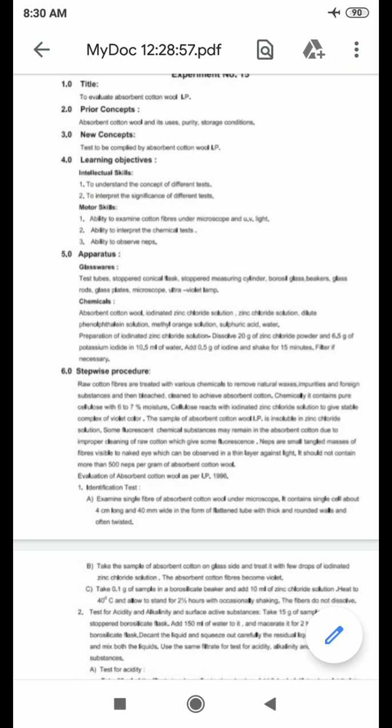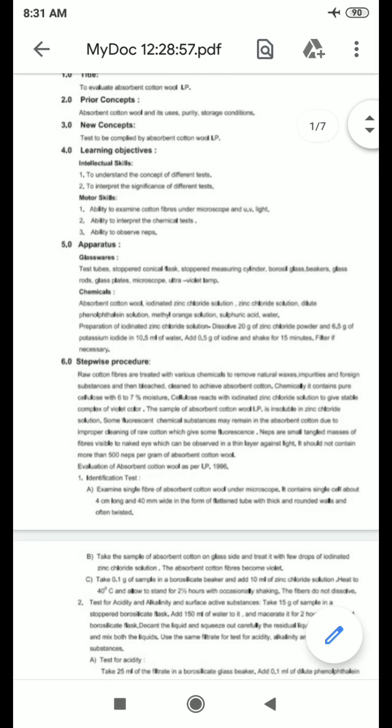Dissolve 20 gram of zinc chloride powder and 6.5 gram of potassium iodide in 10.5 ml of water. Then add 0.5 gram of iodine and shake for 15 minutes. Filter if necessary. These are the steps for the preparation of iodinated zinc chloride solution. Then, stepwise procedure.